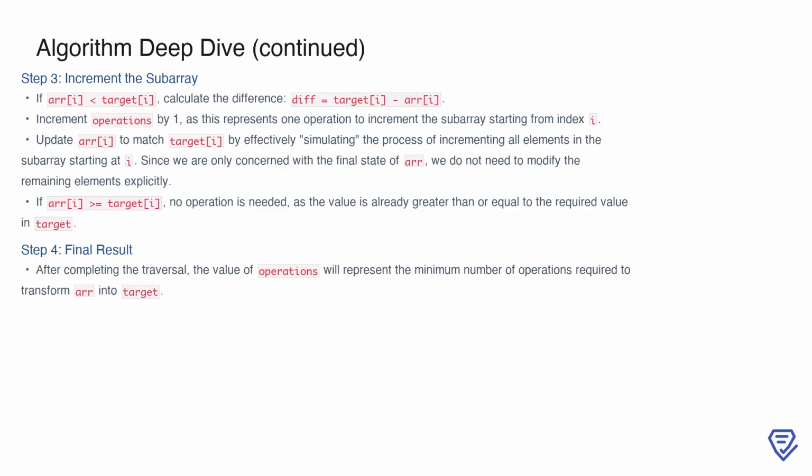We increment the operations counter once for this subarray increment, as the entire subarray starting from index i is conceptually incremented. However, since we are only interested in the final state of ARR, we can simply update ARR[i] to match target[i], without explicitly modifying the entire subarray. If ARR[i] is already greater than or equal to target[i], no operation is needed at that index. After completing the traversal, the value stored in the operations counter will represent the minimum number of operations required.